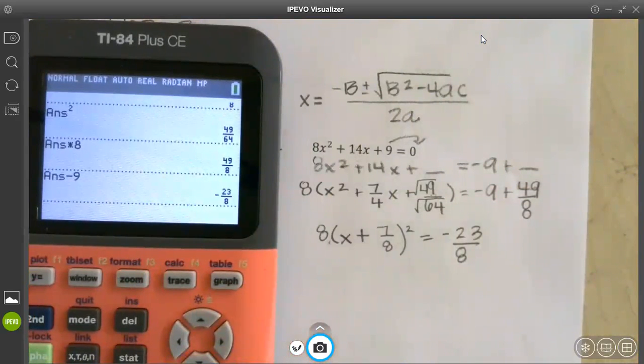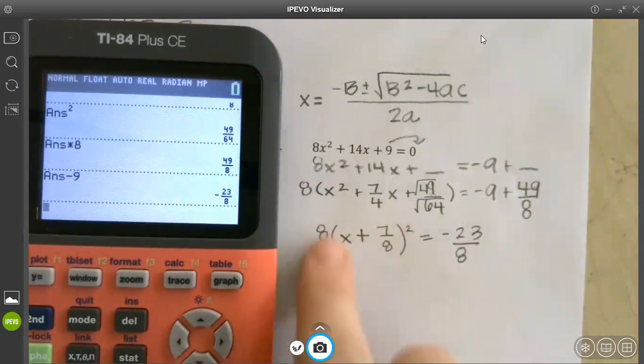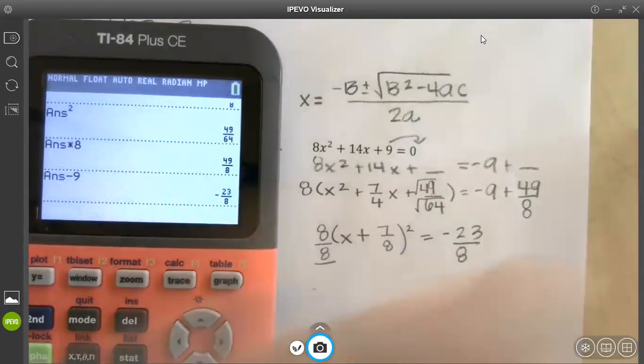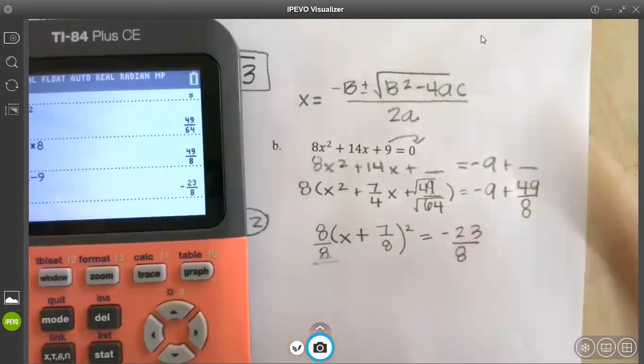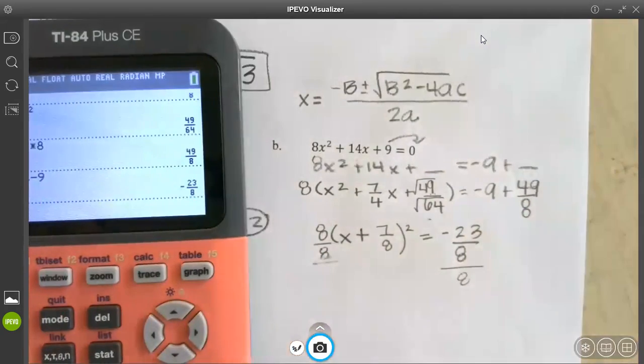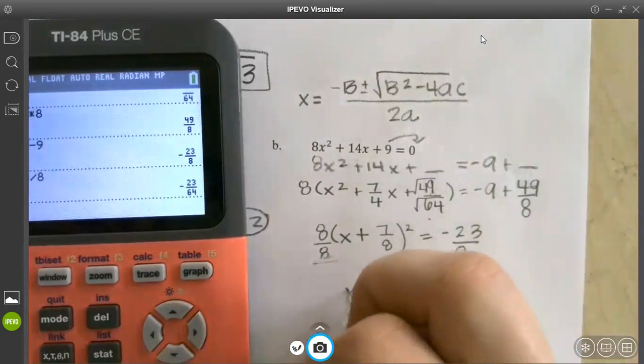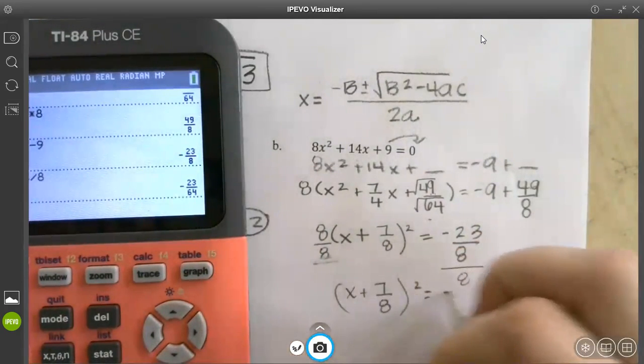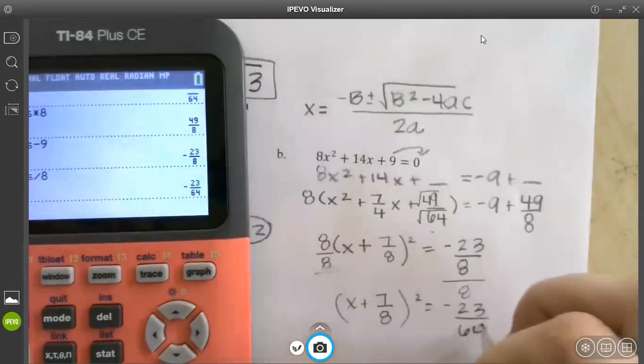How do I solve? Get x by itself. Work on this side because this is where your x is. Move the 8 by dividing by 8. Divide this by 8. We get x plus 7 over 8 squared equals negative 23 over 64.